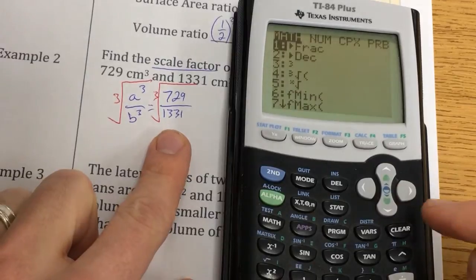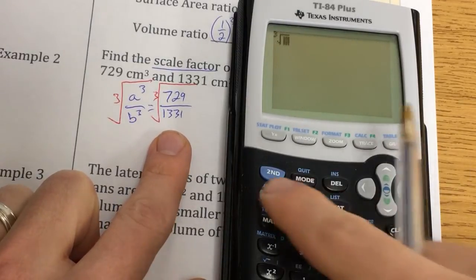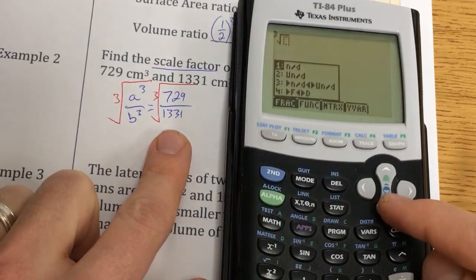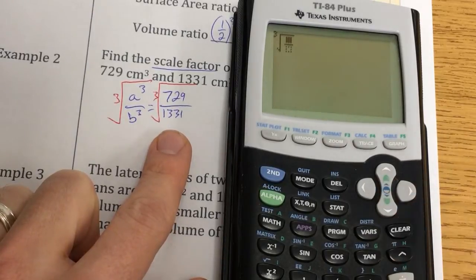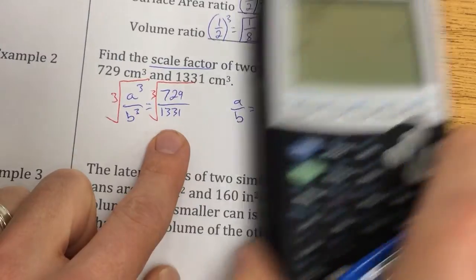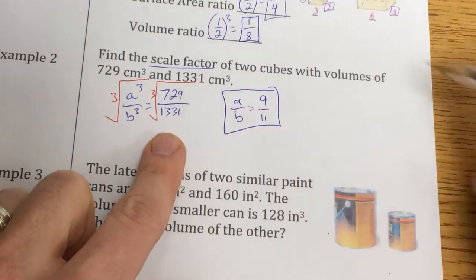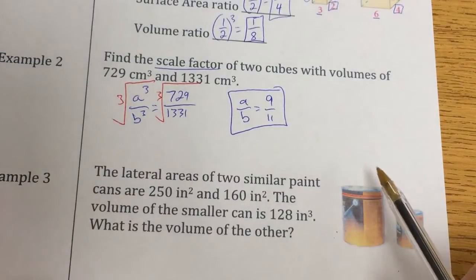If you have a TI-84 or a TI-83, hit math, go to the cube root. You can put in a fraction here, or you can do this without fractions. Most of you guys like the fractions piece. So 729 over 1331. We like it because it gives our answer in a fraction as well. So the cube root of that is 9/11. That is then my scale factor of the two figures.